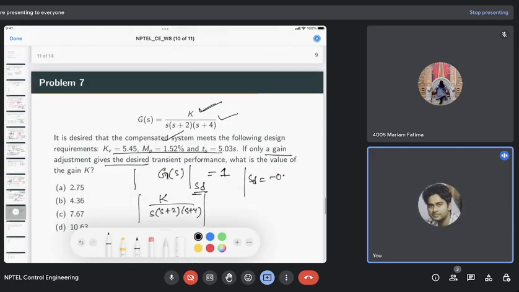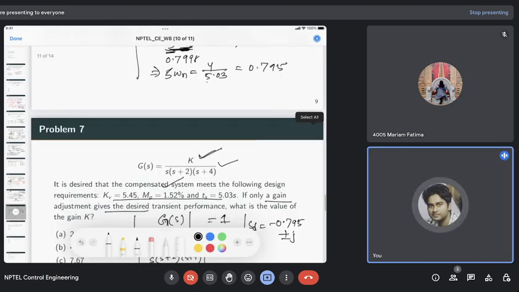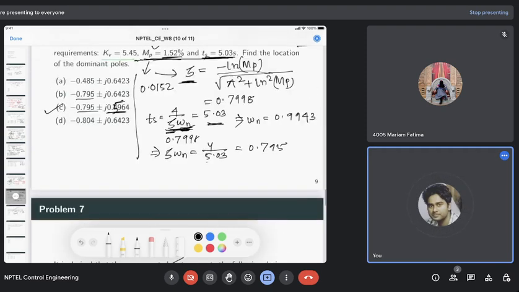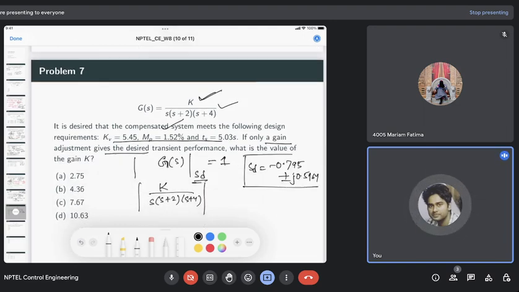minus 0.795 plus minus j 0.5964. Okay, this is the desired location of the dominant pole.